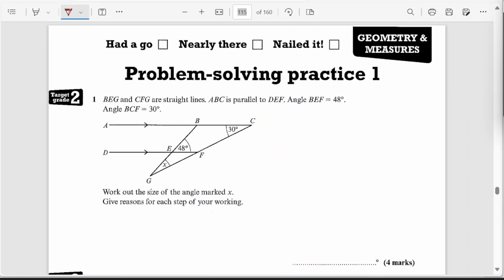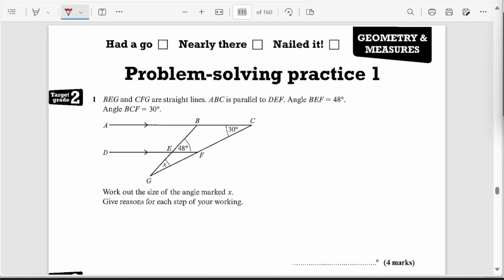ABC and DEF are parallel. Angle BEF is 48. Angle BCF is 30 degrees. So I'm just trying to read that and visualize it in the diagram as well. Work out the size of the angle marked with the X. Give a reason for each step of your working.